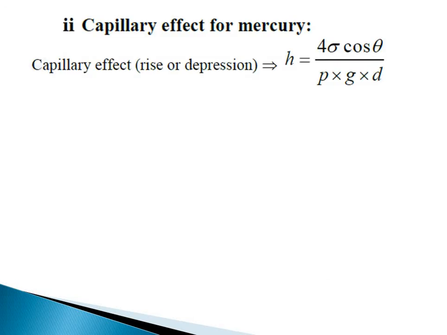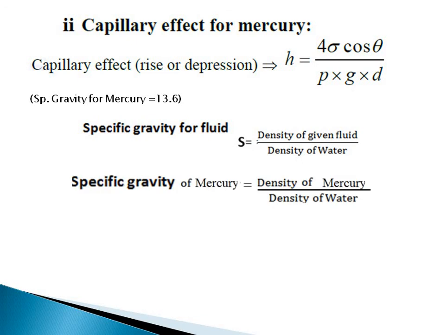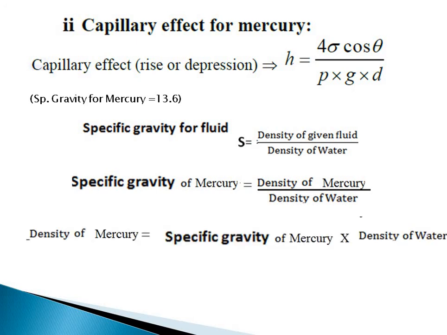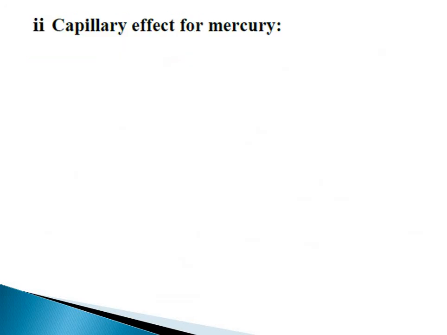Now for mercury, we know that H is equals to 4 sigma cos theta divided by rho g D. Now here specific gravity is 13.6. So density of mercury is equal to 13.6 into density of water. Now standard density of water is considered as 1000, so don't take 998, instead take directly 1000. So density of mercury is equals to 13600 kg per meter cube.